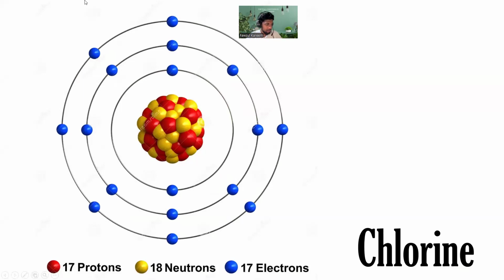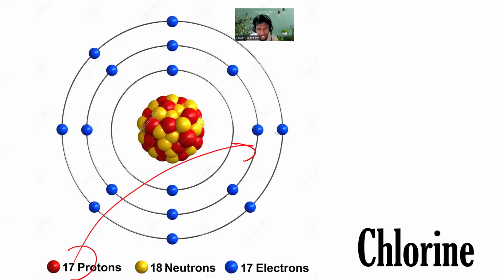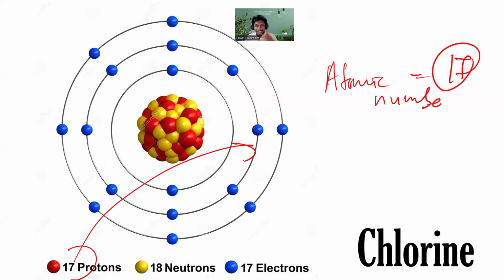Nihila, what is the number of protons here? 17 protons are there, yes. So number of protons is equal to atomic number. Then what is the atomic number here? No, atomic number is 17. Atomic number is also 17. Why? Number of protons and atomic number are the same.